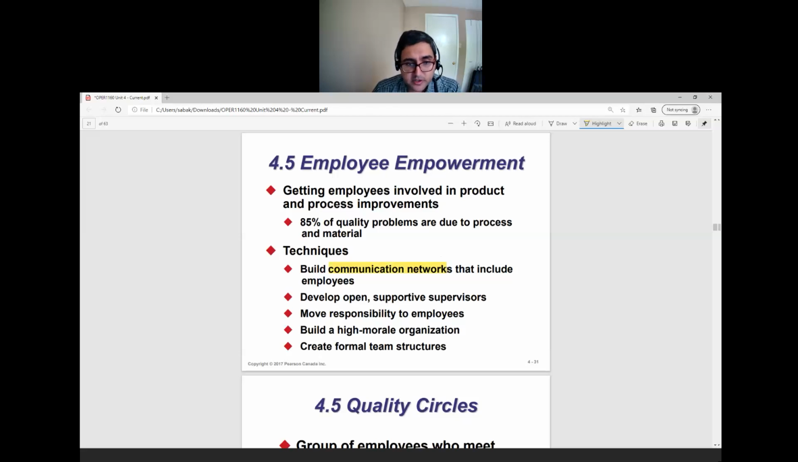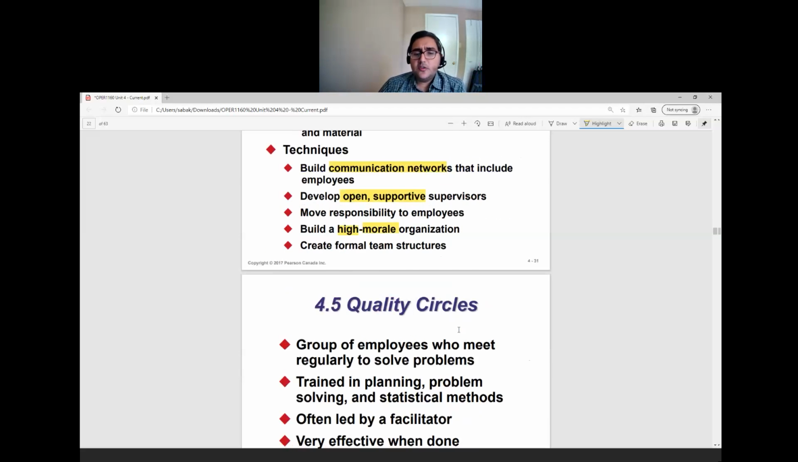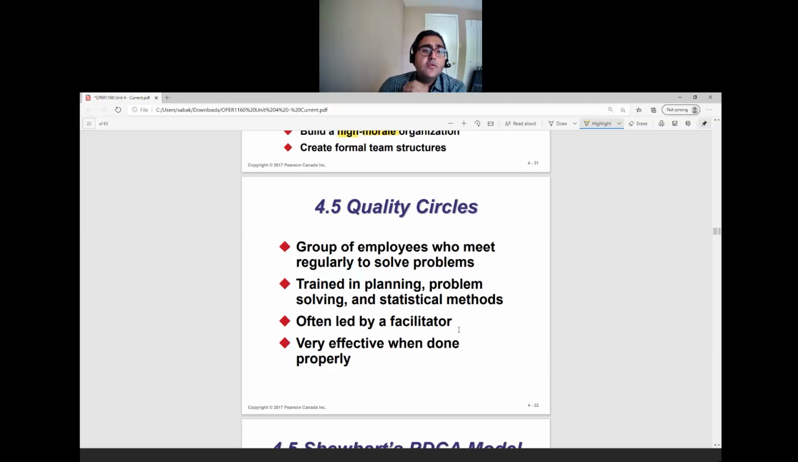If you want to create such an empowerment, you need to build proper communication with your employees, create open and supportive supervisors, and give more responsibility to the employees. If something goes wrong, please take care of it, and create a high morale organization. These are the aspects which are called employee empowerment.